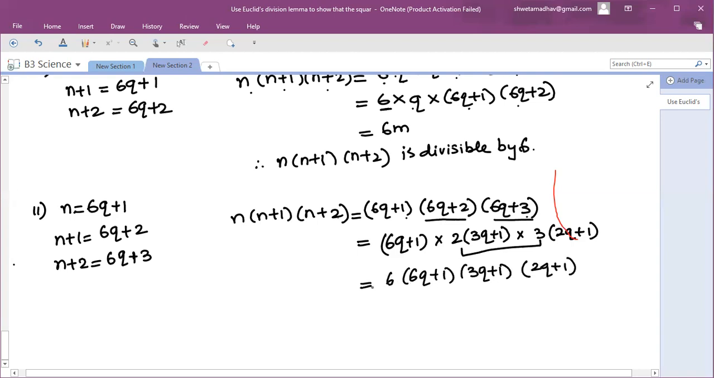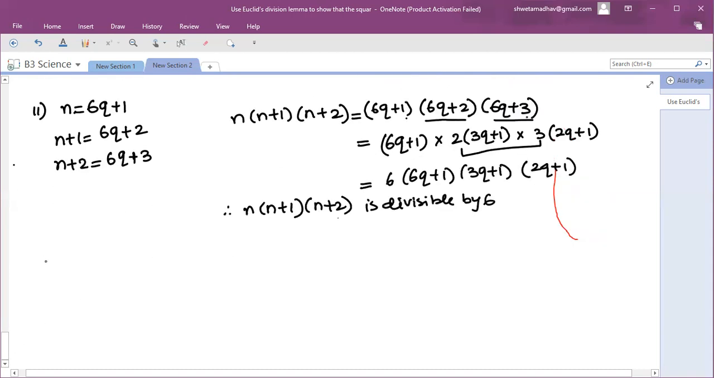Into 6 is there. Now can you say that the product is divisible by 6? Yes, ma'am. So therefore n into n plus 1 into n plus 2 is divisible by 6. Ma'am, can we simply write after these two, similarly the rest? No, you have to show all 6. Ma'am, why? It's a question for 5 marks.